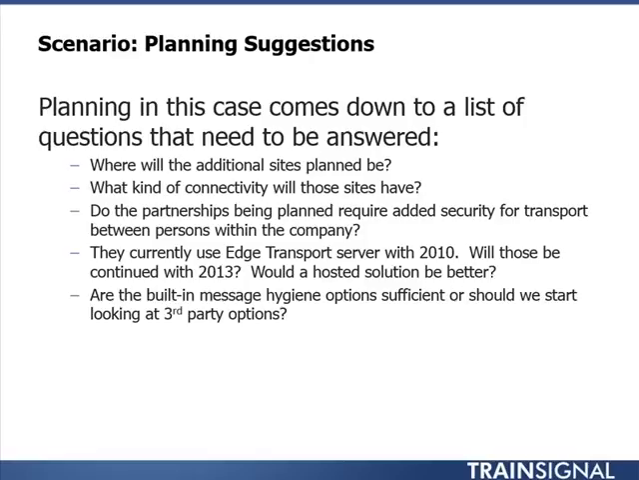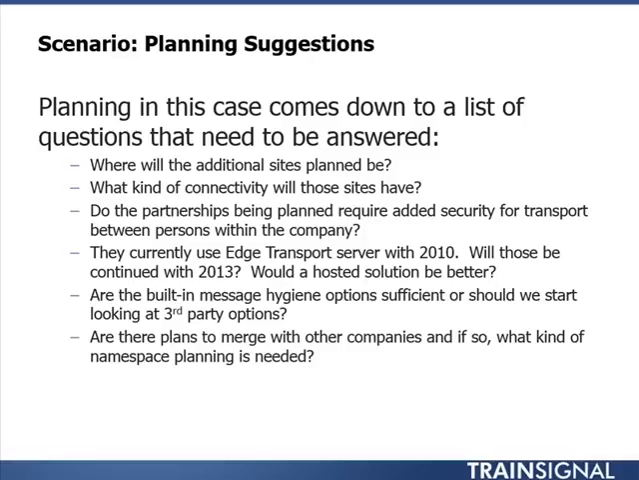Perhaps the organization wants, in addition to what's built into Exchange, a third-party hosted solution perhaps to add another layer of anti-spam and antivirus protection. So in the world of excessive junk that comes into your organization, it feels like you can never have enough message hygiene solutions to help keep your mailboxes clean. And then, as we were just talking about, are there plans to merge with other companies? And if so, what kind of namespace planning is needed? So are there partnerships in place that may actually morph into something that's more of a joint venture between two companies, where now you're looking at a shared namespace?